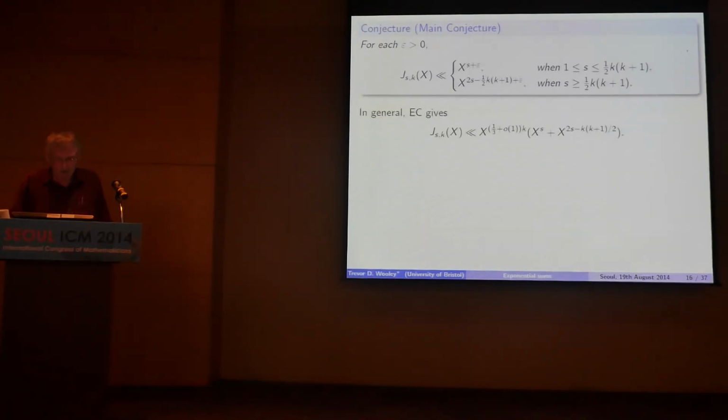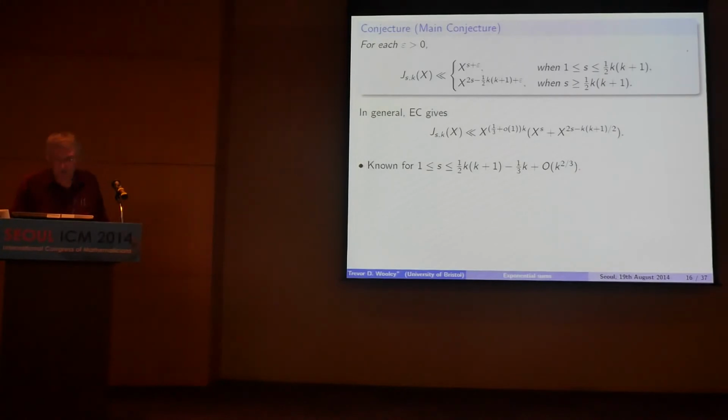So you can push these methods further, and if you want an estimate which is valid for all values of s, then a convenient way to summarize what we know is that you miss by, at worst, 1/3 of k times x to the 1/3 of k. And if you think about it, s typically you can think of as being of size k squared, so this is really a rather small deviation from the conjectured estimate.